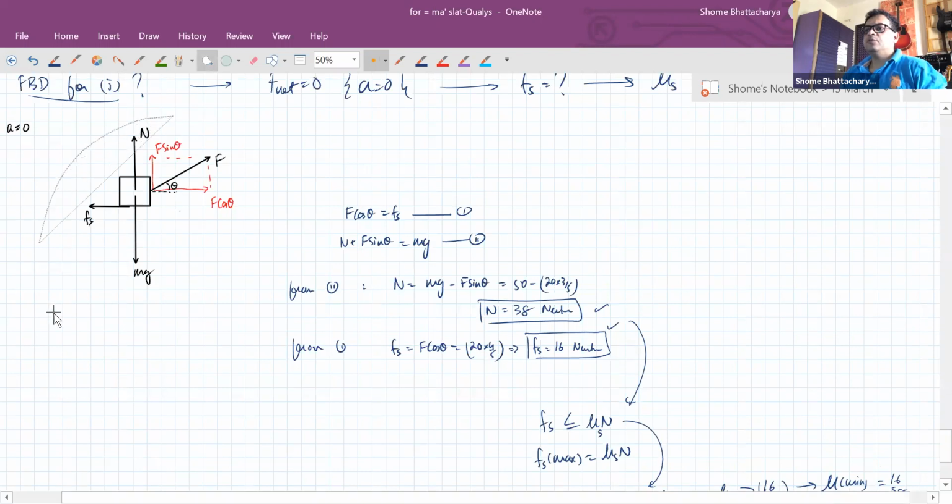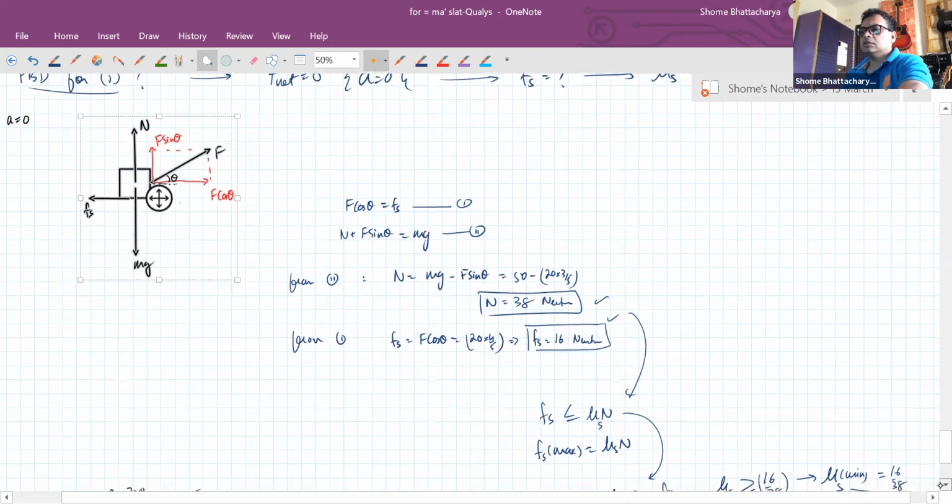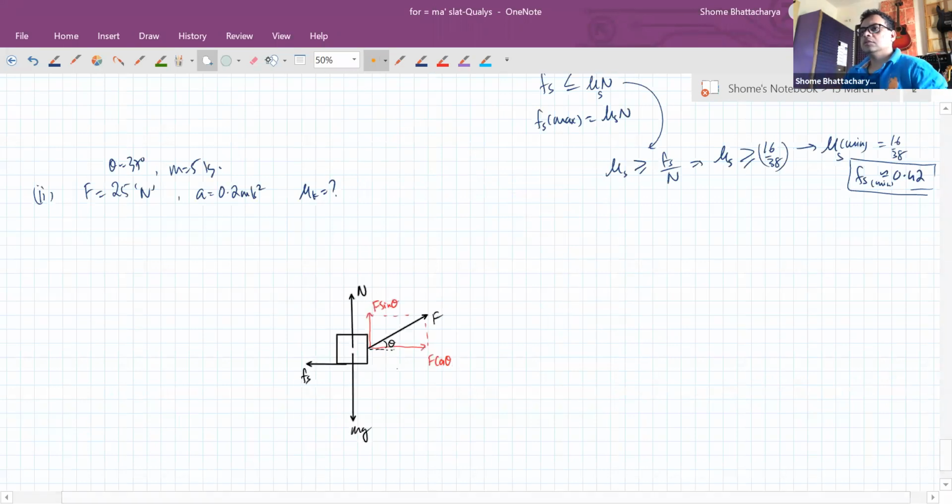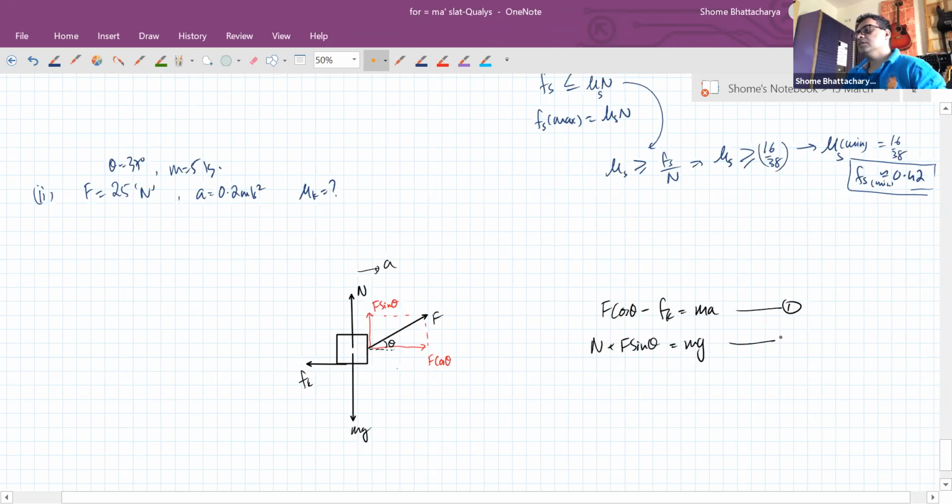Okay, so you have the same type of free body diagram, only the friction is now kinetic friction because there is slipping occurring. So we'll change this to kinetic friction, and this to an acceleration. So we'll have F cos theta minus kinetic friction is mass into acceleration. And again, normal reaction plus F sine theta is equal to mg. And we know that kinetic friction is equal to coefficient of kinetic friction into normal reaction.